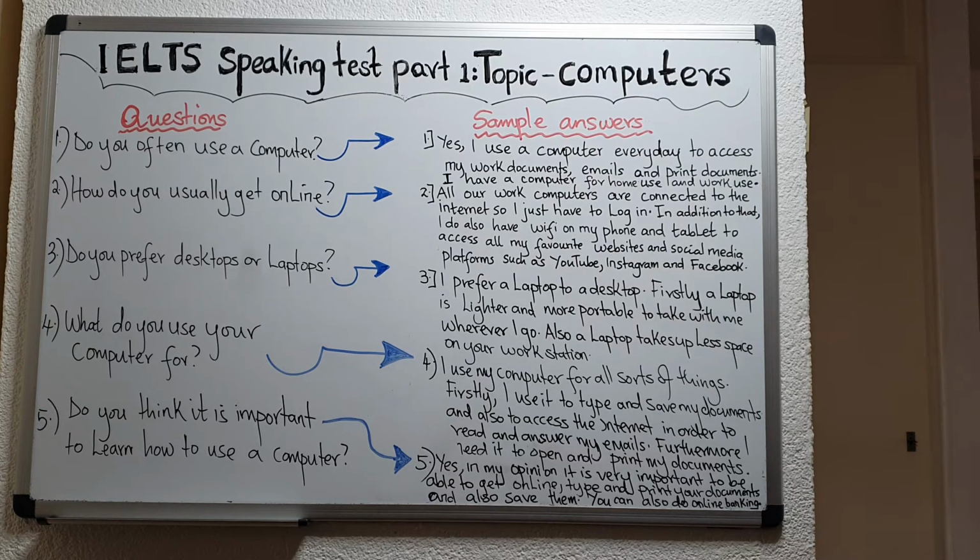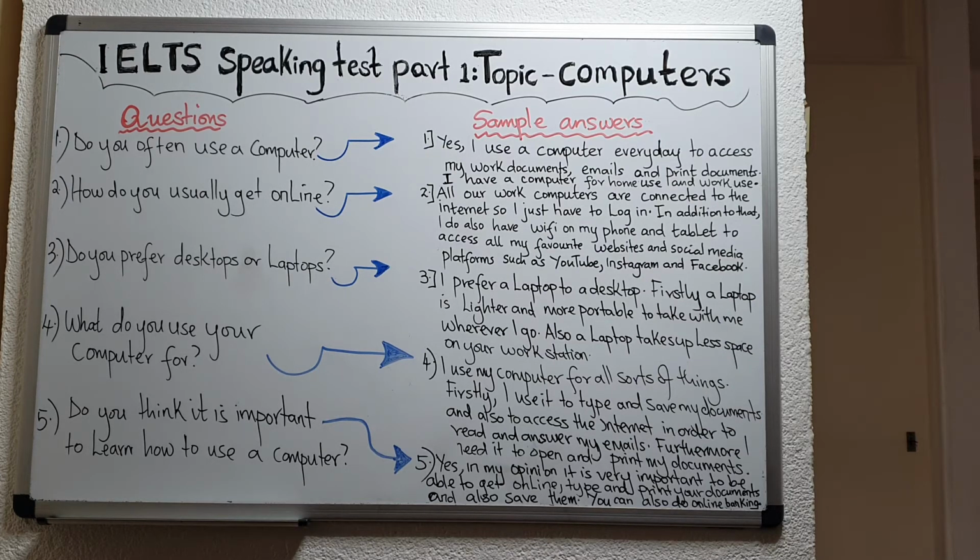Now, how do you usually get online? You may answer this question by saying sample answer 2. All our work computers are connected to the internet, so I just have to log in. In addition to that, I do also have Wi-Fi on my phone and tablet to access all my favorite websites and social media platforms such as YouTube, Instagram, and Facebook.